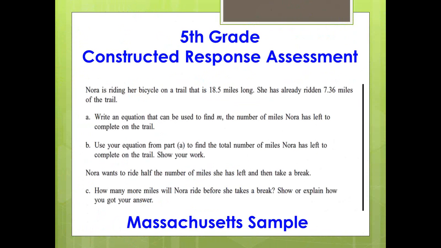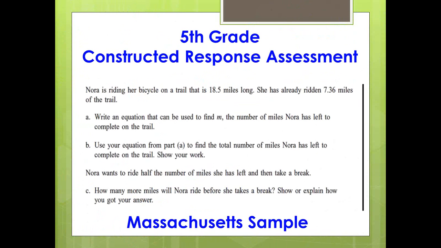The 5th grade assessment item, once again, this would be considered an extended response instead of just a constructed response. Nora is riding her bicycle on a trail that is 18.5 miles long. She has already ridden 7.36 miles of the trail. Part A: Write an equation that can be used to find M, the number of miles Nora has left to complete on the trail. Part B: Use your equation from part A to find the total number of miles Nora has left to complete on the trail and show your work.